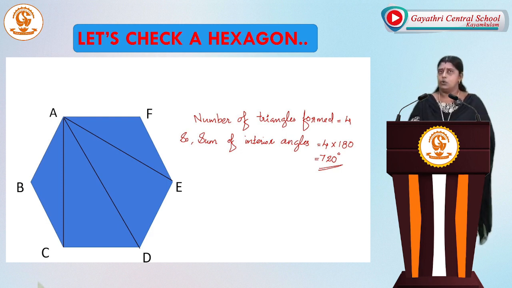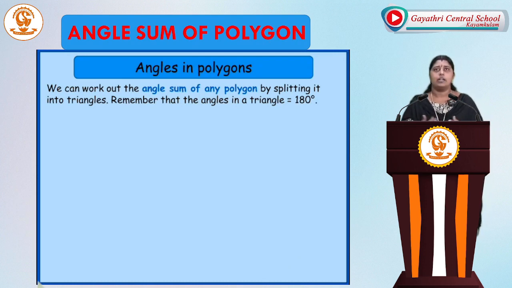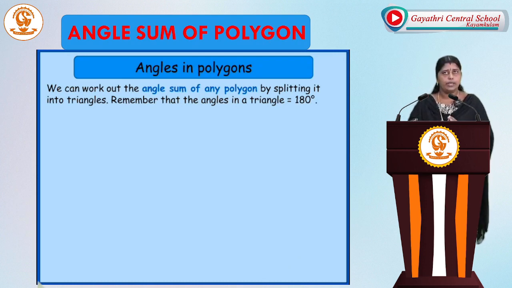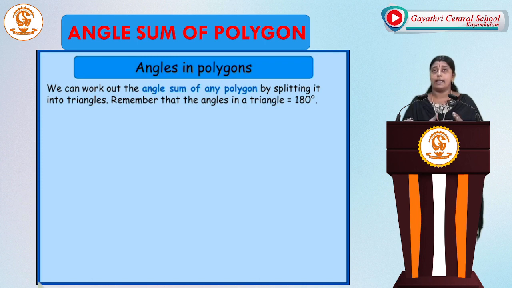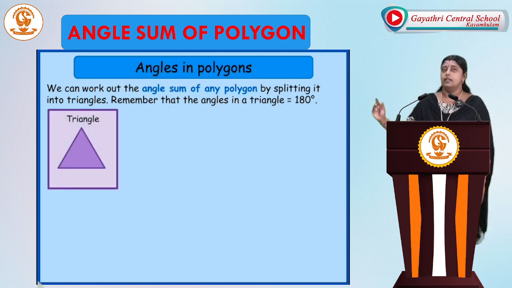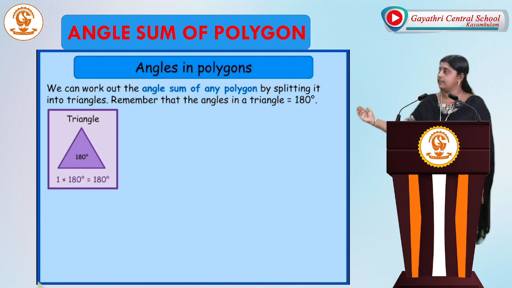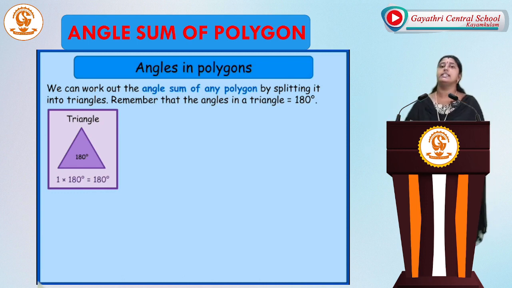Now we are going to generalize this. How can we generalize the angle sum property of a polygon? We can work out the angle sum property of any polygon by splitting it into triangles. But we should know that the sum of interior angles of a triangle is 180 degrees. We know that in a triangle the sum of interior angles is 180 degrees.